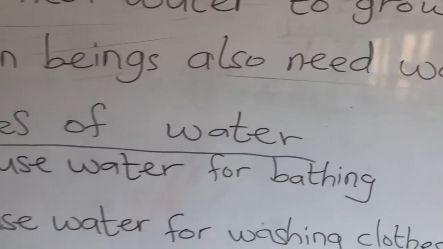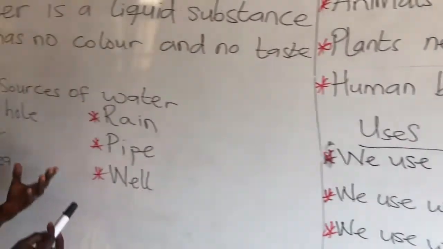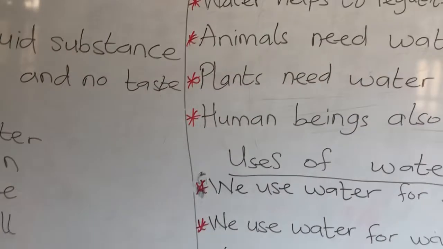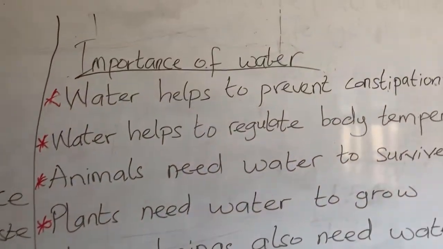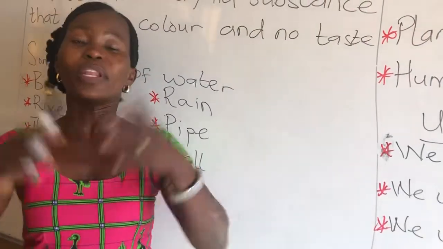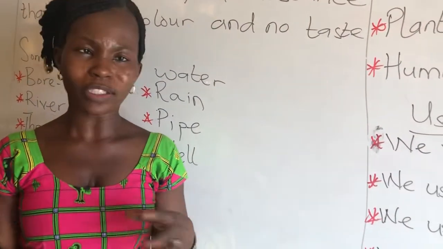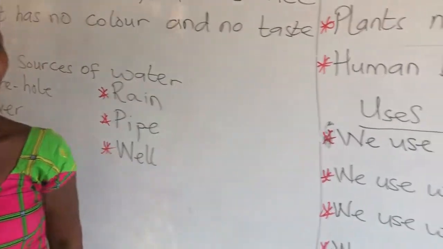Alright, so we've talked about what is water. We've seen where we get water from. We've also seen the importance of water. Now, what do we use water for? Is it only drinking? We use water for many purposes. Let's look at some of them.